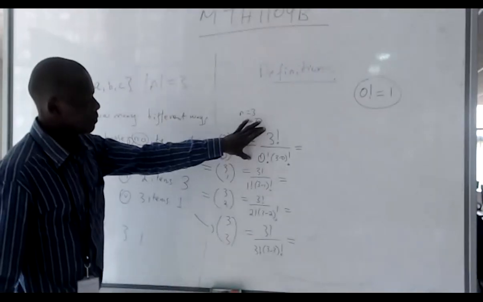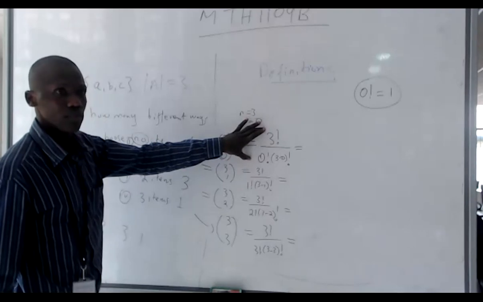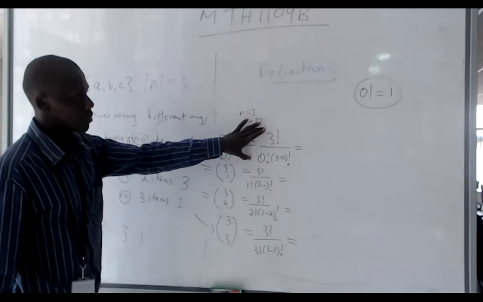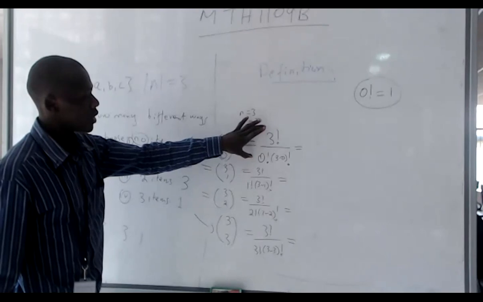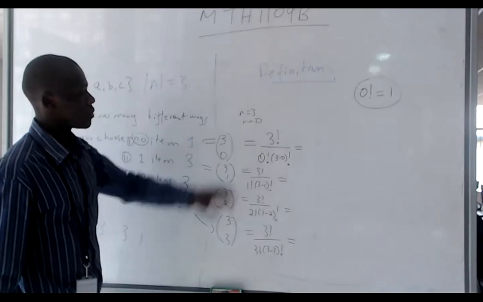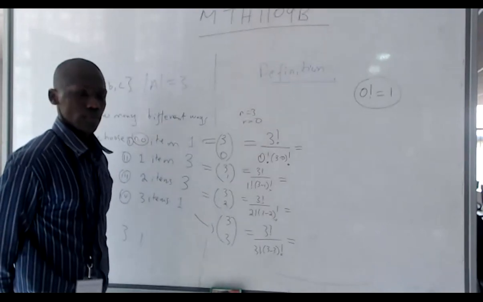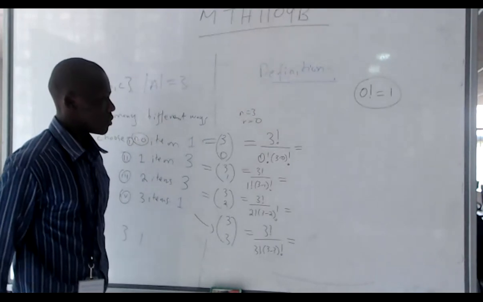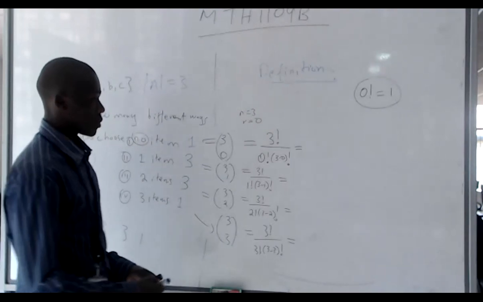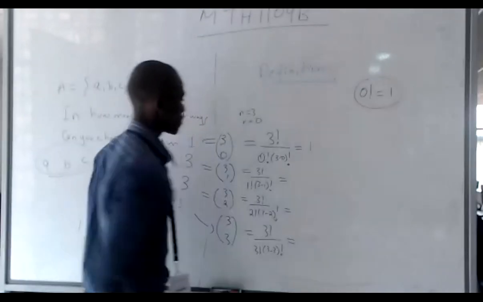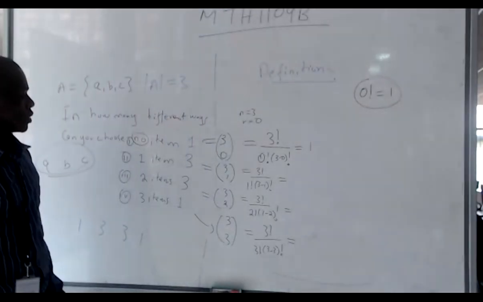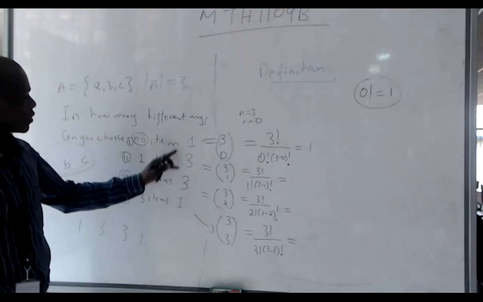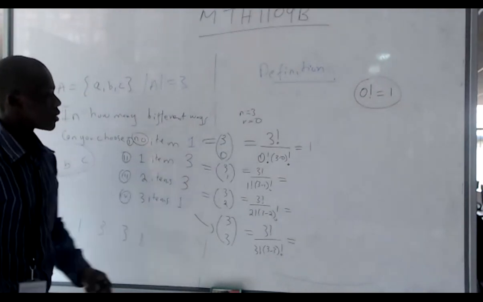So what do we have here? 6 over 6, which is 1. Yeah. Good. The same one that we had before. How about this one?